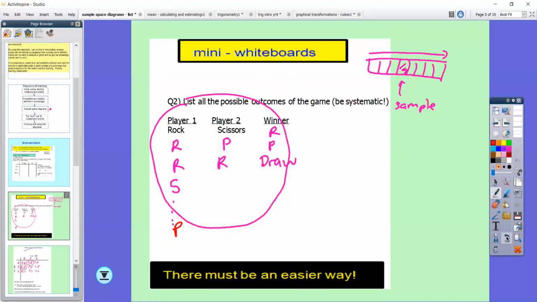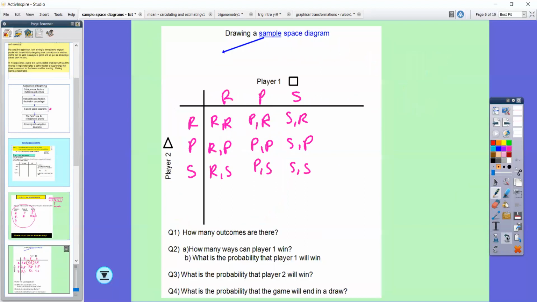Okay, so I'm just going to undo that. There we go, because we'll need this in a way. So how many outcomes are there? Well, it's easy to see how many outcomes there are. We've got 9. And again, with listing, you're more likely to make errors when there are two players playing. How many ways can player one win?